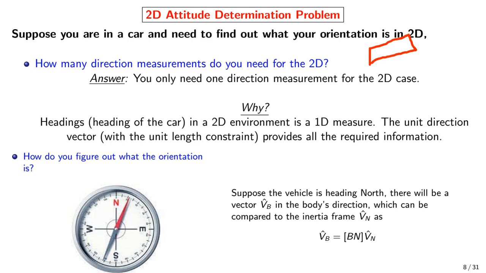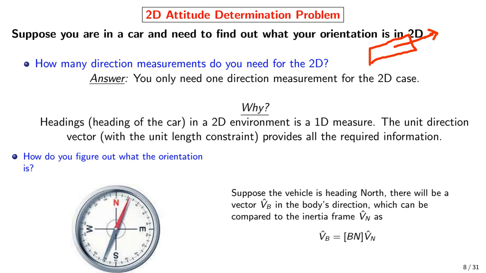Suppose that is it, and you need orientation in 2D. 2D is two-dimensional. You want to find out what your orientation is. Okay? You don't know where you are at this point. Then this is the school of thought, or there's a question to you guys. How many direction measurements do you need for the 2D?